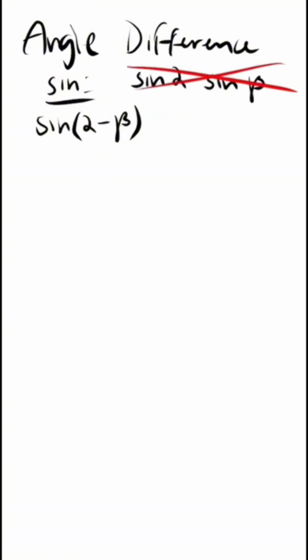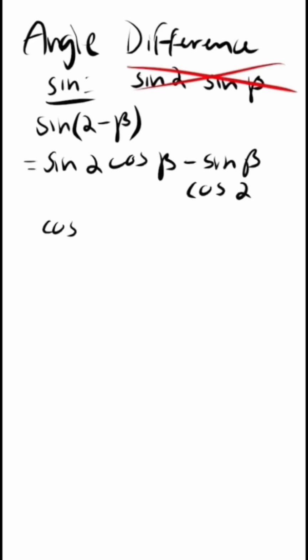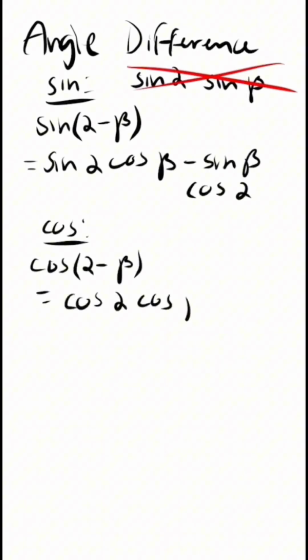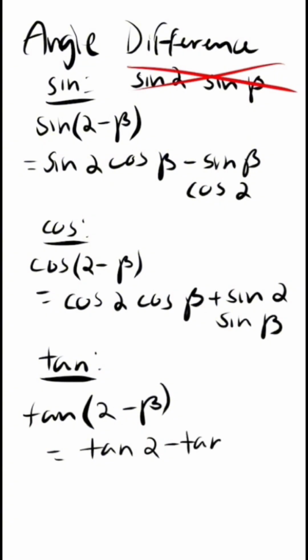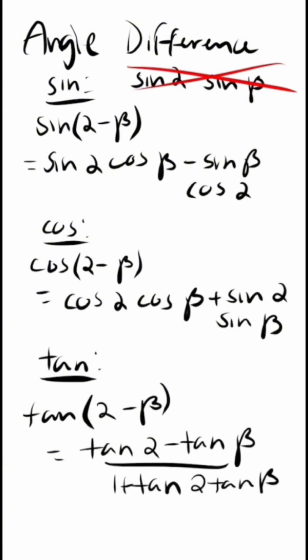And for the angle difference identities, once again we have sine, cosine, and tangent, and for sine we have sine alpha minus beta, which again is not the same thing as sine alpha minus sine beta, equals sine alpha cosine beta minus sine beta cosine alpha. And for cosine, we have cosine alpha minus beta equals cosine alpha times cosine beta plus sine alpha times sine beta. And finally for tan, we have tan alpha minus beta equals tan alpha minus tan beta divided by 1 plus tan alpha tan beta.